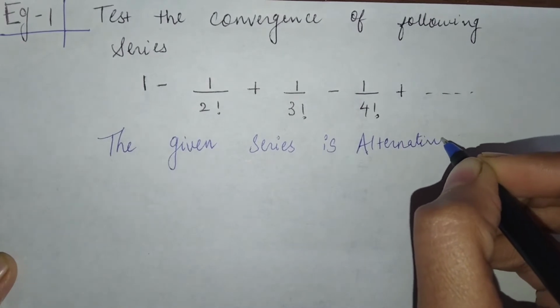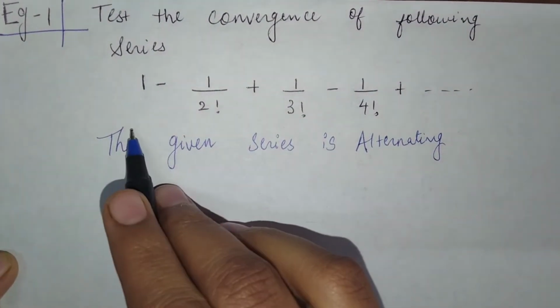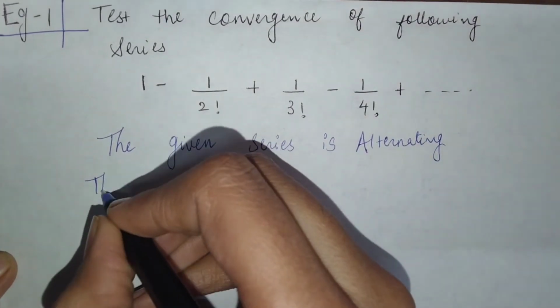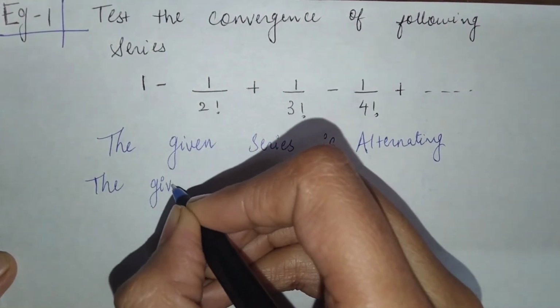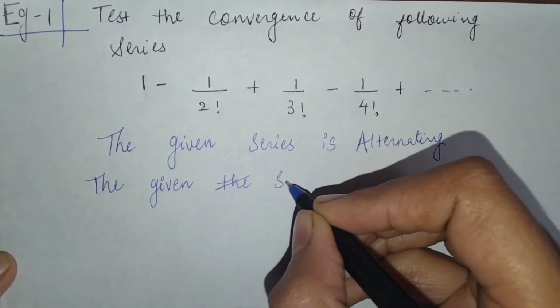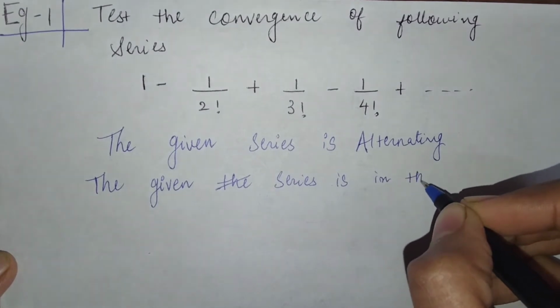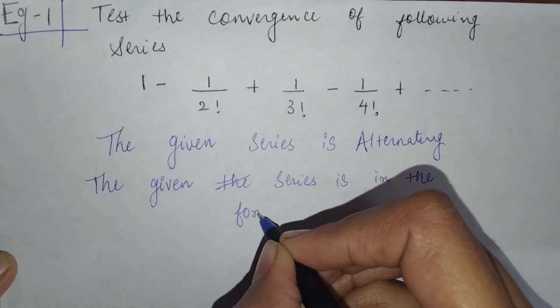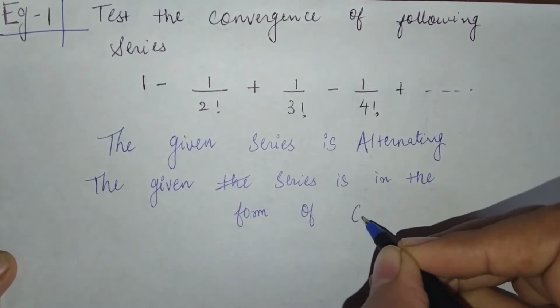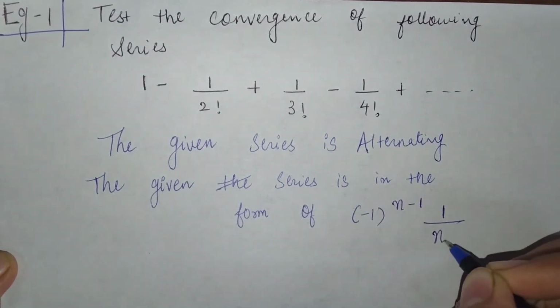Then after writing this step you have to write its form. Given series is in the form of minus 1 raised to n minus 1 into 1 by n factorial.